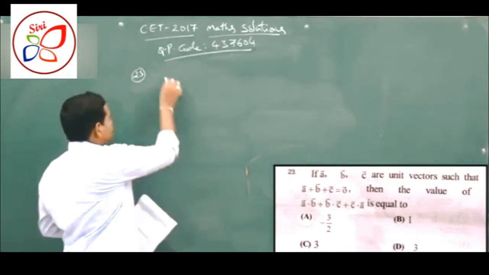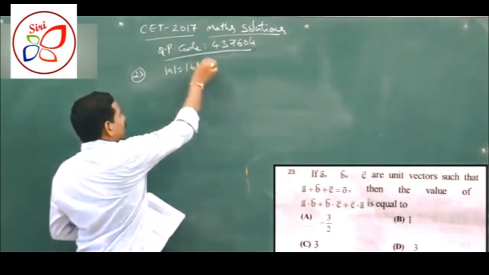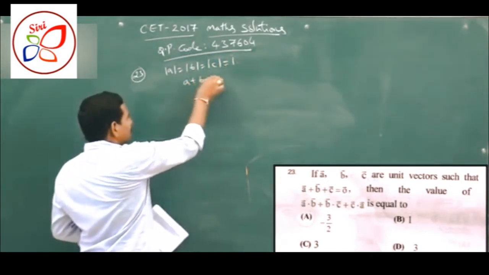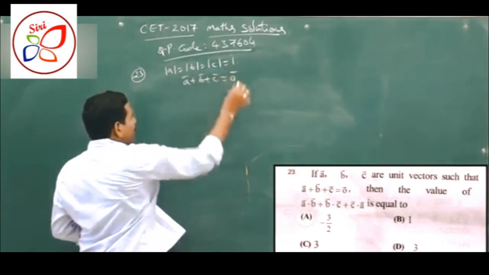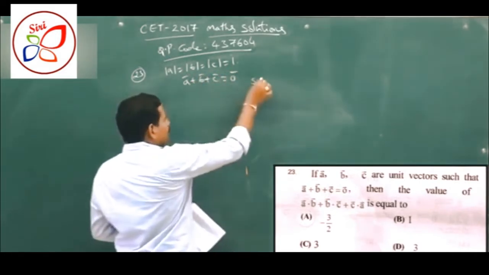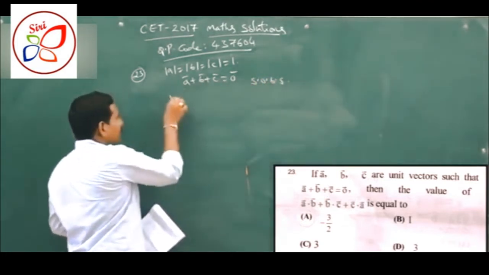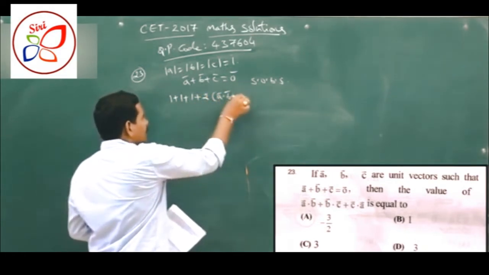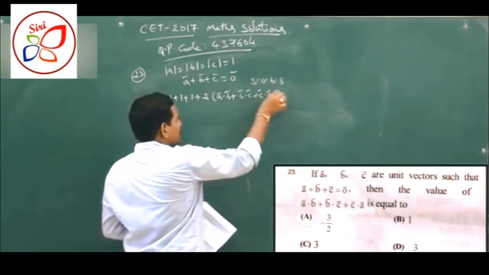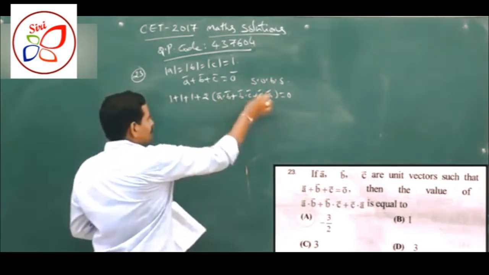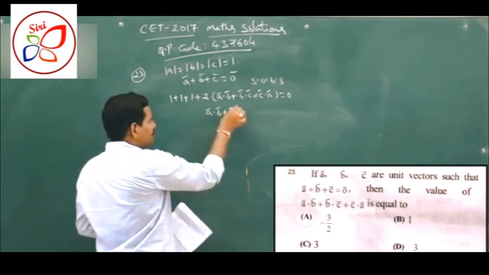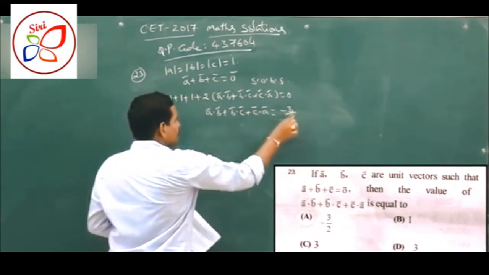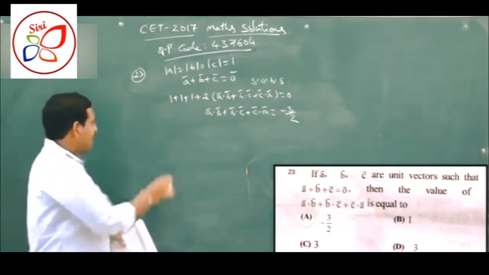23rd question. A, B, C are unit vectors. It means mod A is equal to mod B is equal to mod C is equal to 1, and A bar plus B bar plus C bar is equal to 0 bar, given. Squaring on both sides: mod A square plus mod B square plus mod C square plus 2 into A dot B plus B dot C plus C dot A is equal to 0. So the required value, A dot B plus B dot C plus C dot A is equal to 1, 1, 1, right side, minus 3 divided by 2. So option is A.